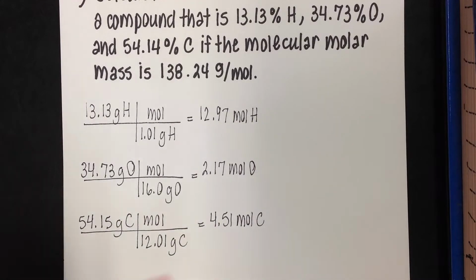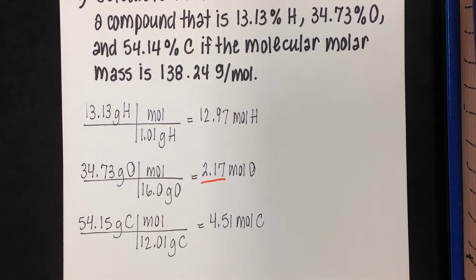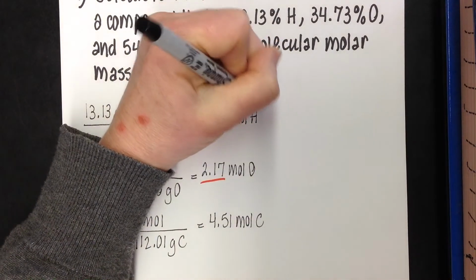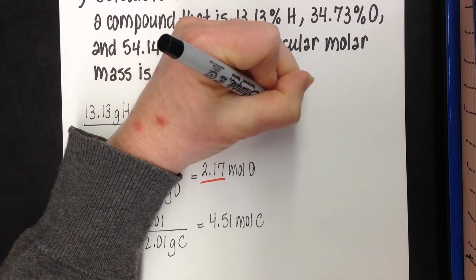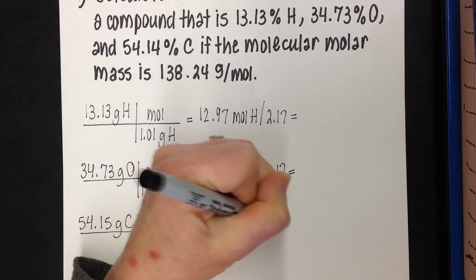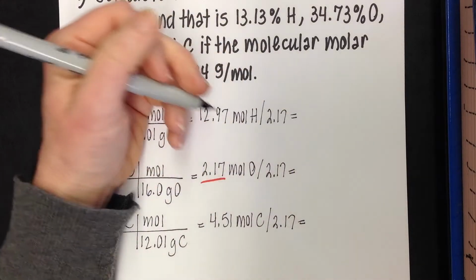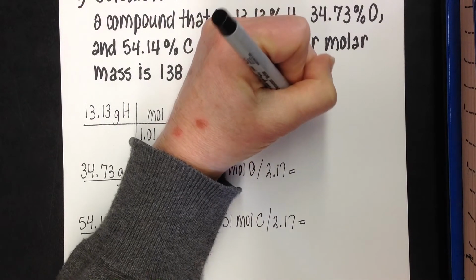Now what we want to do is look at all of our answers and ask ourselves what's the smallest, and the smallest number is that 2.17, so we will divide all three answers by 2.17. Now the goal here is to get as close to a small whole number as possible. So let's take a look at what the calculator is giving us. 12.97 divided by 2.17 is 5.98, which is really close to 6.